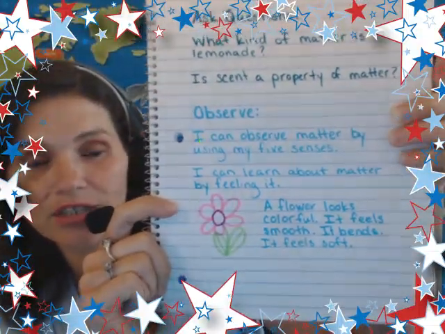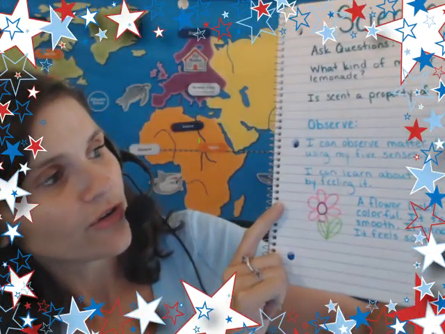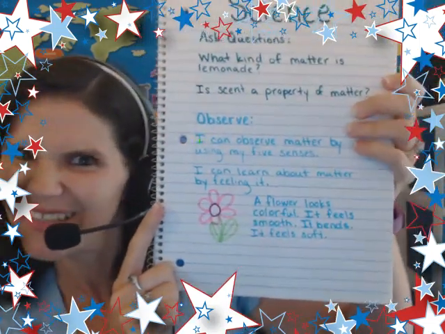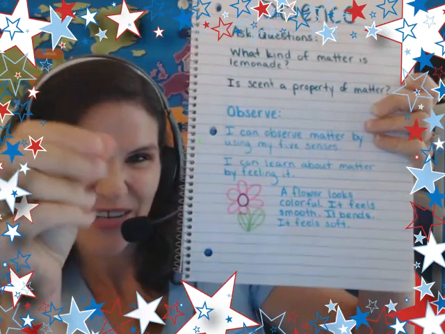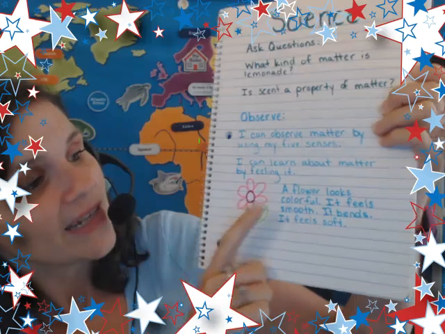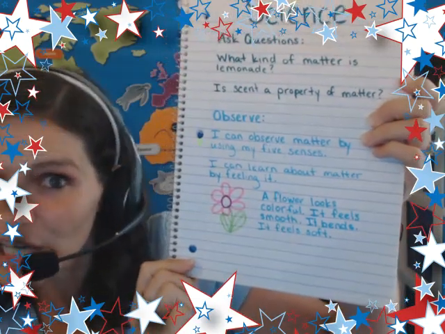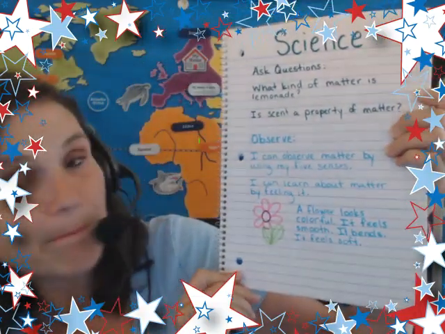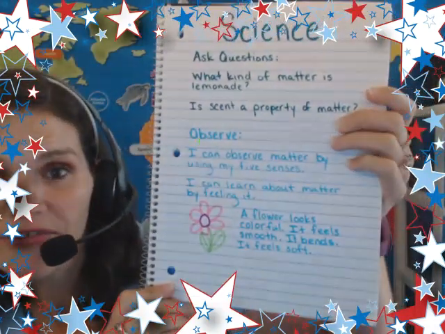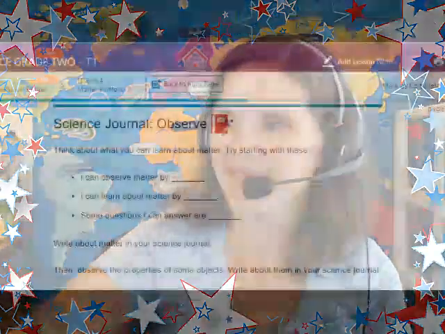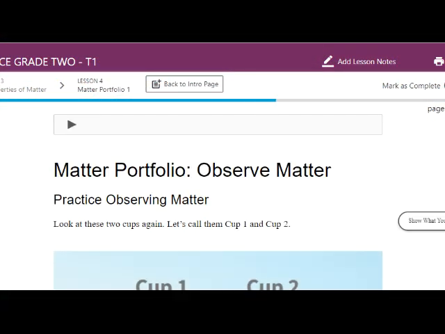I wrote observe in this section of my journal, and I wrote, I can observe matter by using my five senses. I can learn about matter by feeling it, right? That's one of the most fun ways to observe, to actually feel what something feels like. Here's a flower that I found, and I said, a flower looks colorful, right? Color is a property I can observe. It feels smooth. It bends, and it feels soft. So I've used those properties we just went over to describe a flower. You can do the same with an object in your home. All right, let's move on.